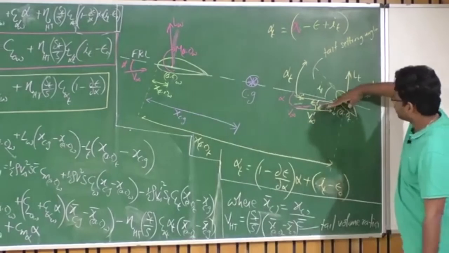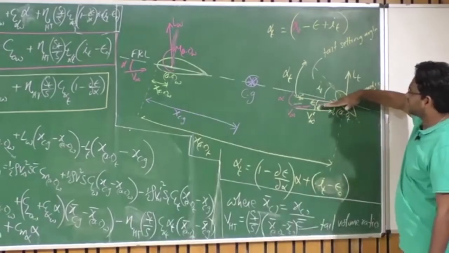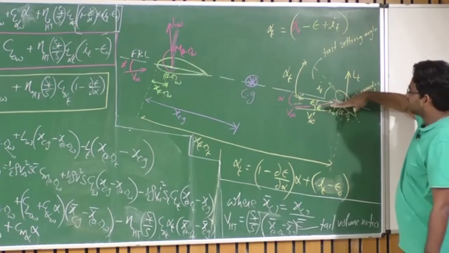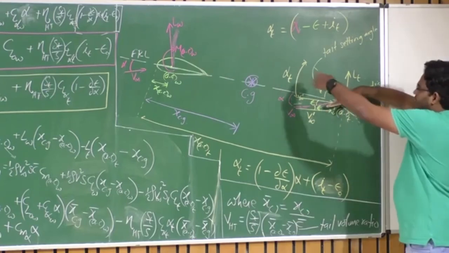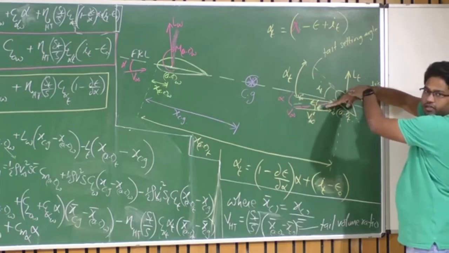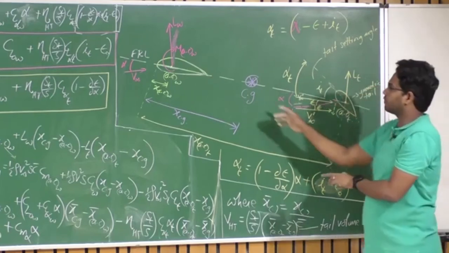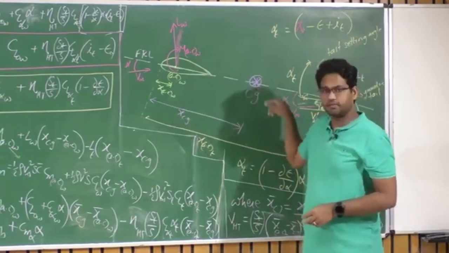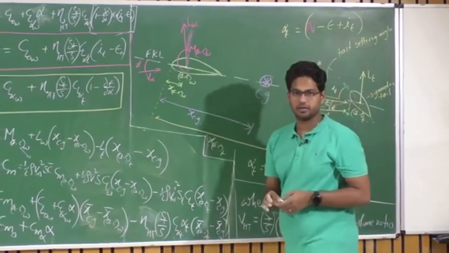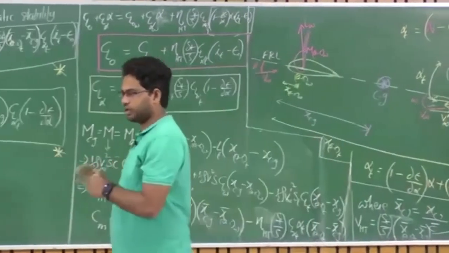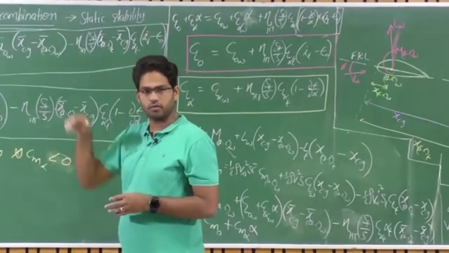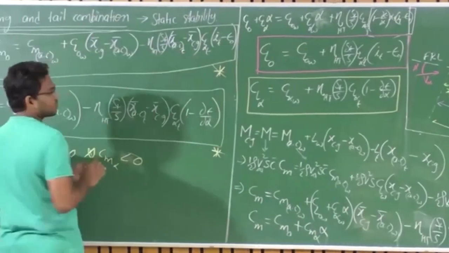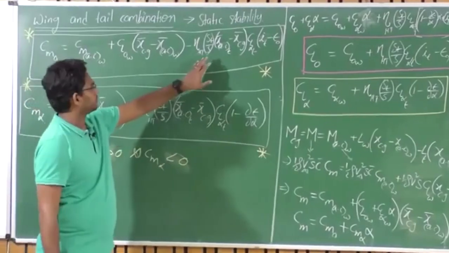So that means you need to set your tail in with a negative orientation with respect to the fuselage reference line. By doing that, when there is a flow, you are obstructing the flow, so there is a downward force. This downward force, even at zero angle of attack, will create a pitch up moment about the CG, isn't it? So the contribution of the tail towards positive CM naught continues whatever the angle of attack is, right?